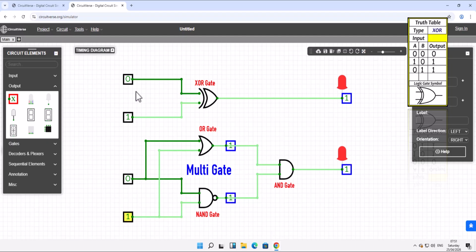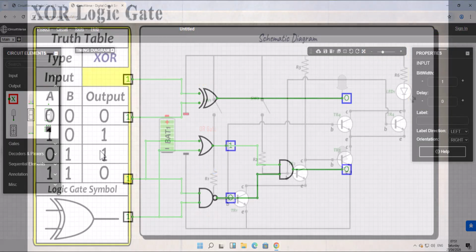Finally, an input of 1 and 1 is applied to the XOR gate, which results in an output of 0. With an input of 1 and 1 applied to the NAND gate, this results in an output of 0. The input to the OR gate is 1 and 1, which means an output of 1. The input to the AND gate is 1 and 0, which results in an output of 0.